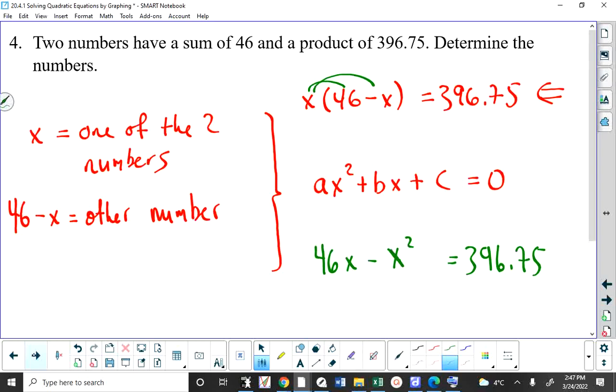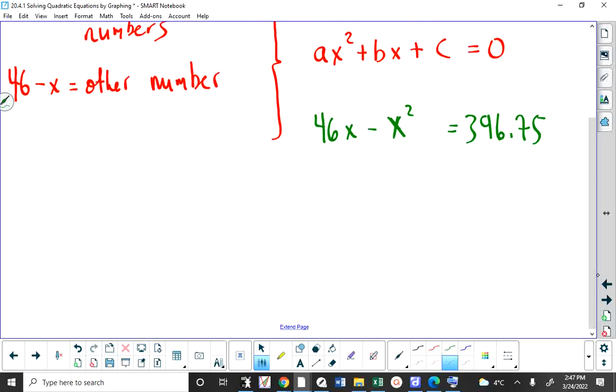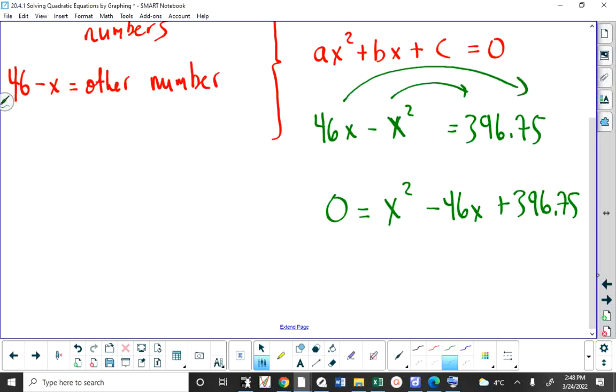Since the x squared is negative, I would always arrange my equations in zeroed form so that x squared is positive. So rather than subtracting 396.75 from both sides to make it equal to 0, I'm going to add the x squared to both sides, subtract the 46x from both sides, and leave the 396.75 where it is, so that's equal to 0. So I've moved this term across the equal sign, and I've moved that term across the equal sign.